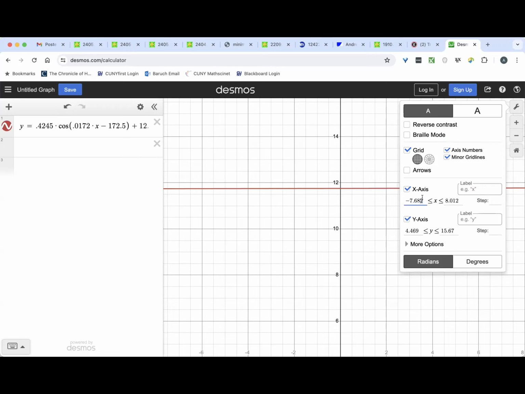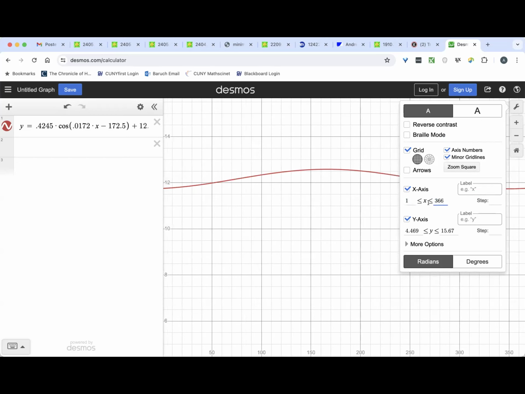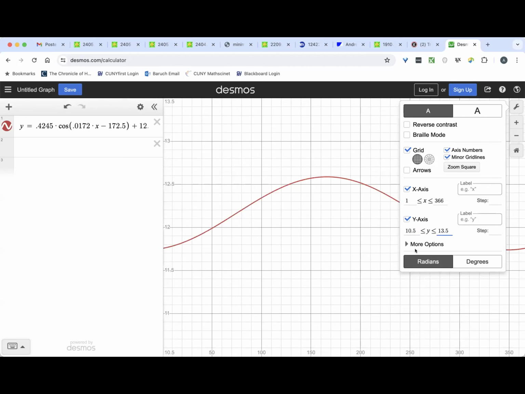For the x-axis, I want to put in that our range is from 1 until 366, because that's from January 1st until December 31st. And then for the y-axis, what's good for viewing the graph nicely? Usually the number of hours in a day is between 11 and 13. Maybe let's make the range a little bit bigger, just in case it goes a little less than that. So let's say 10.5 up to 13.5.